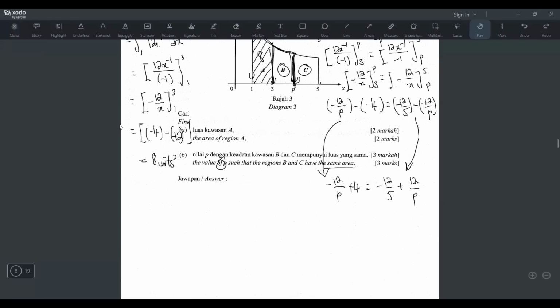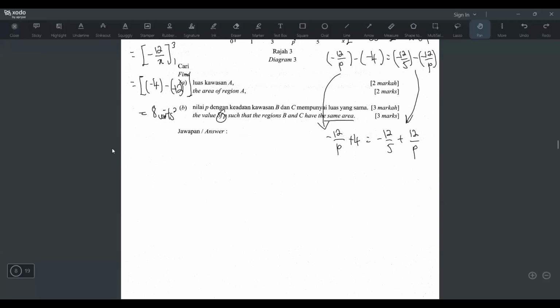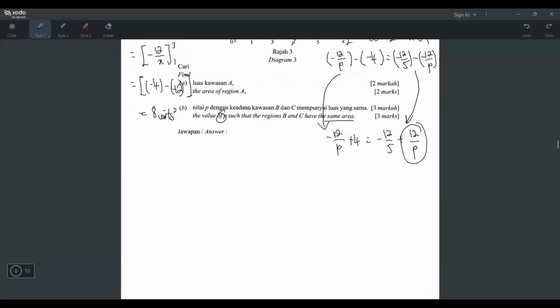Okay, now you can find P, right? But you have to move things over a bit. Okay, so how? Okay, I can see this 12 over P, this one is negative 12 over P. So I can, can he do it? Yes, he can do it.